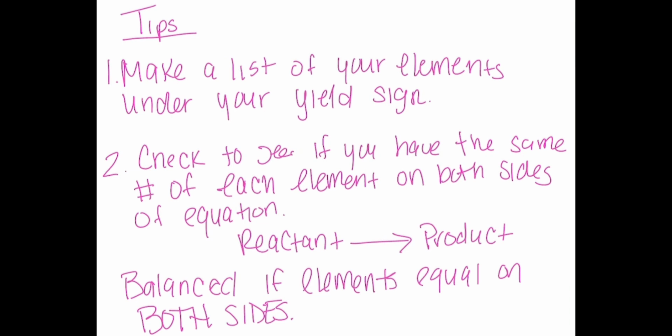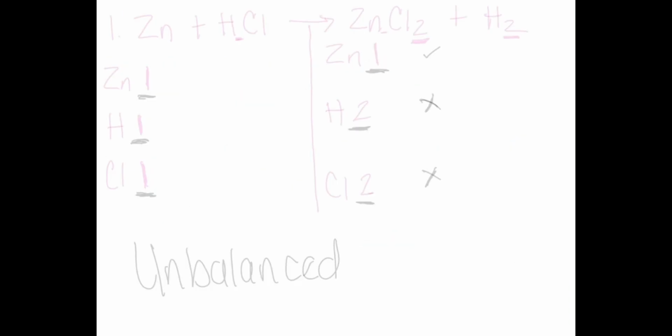All right, so let's get into the fun part. The fun part is now actually doing some examples to determine whether or not your equation is balanced. So first up, we're going to have this example here. We have Zn plus HCl yields ZnCl2 plus H2.